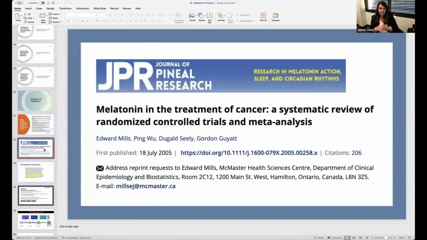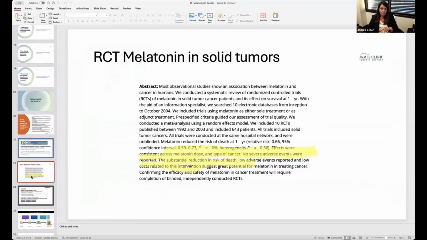So speaking of, this is a review of randomized controlled trials and a meta-analysis. I'm just going to review this. This is looking at a systematic review of randomized controlled trials. So your meta-analysis is above a randomized controlled trial. Randomized controlled trials take you and say, you get this and you get this, and we only give you one variable and we compare the difference. The meta-analysis takes all of those studies and looks at the overall.